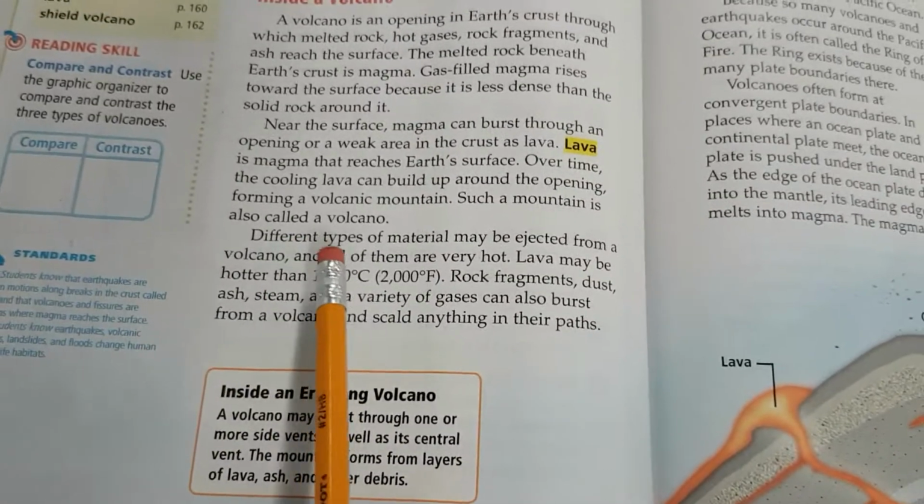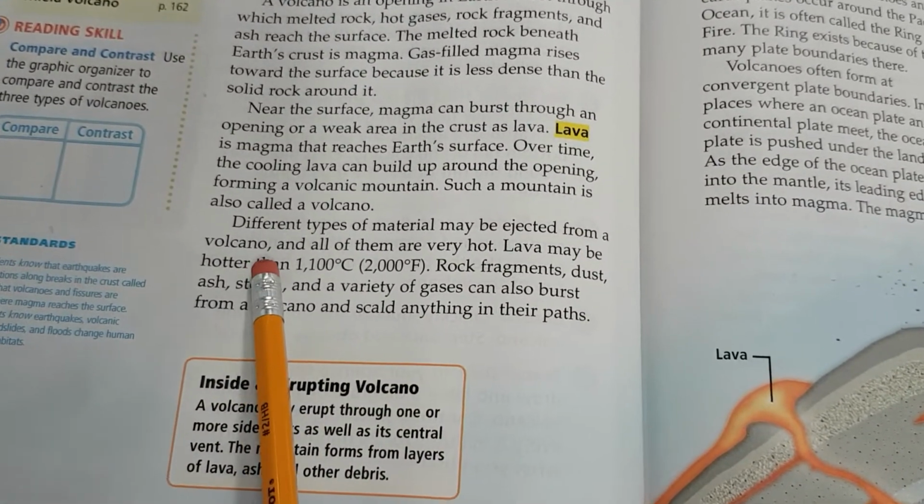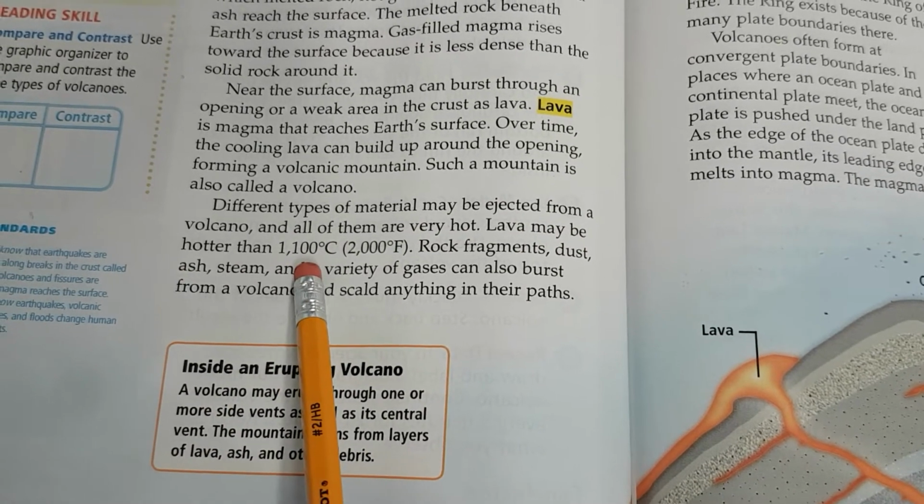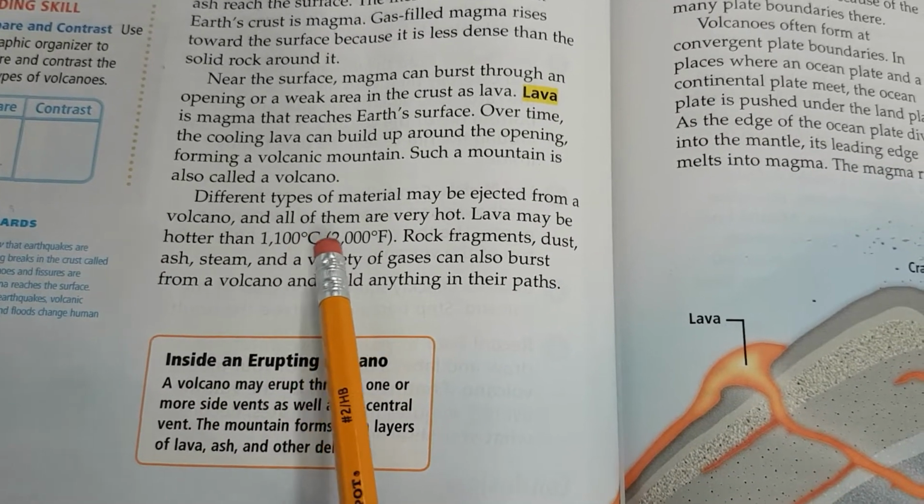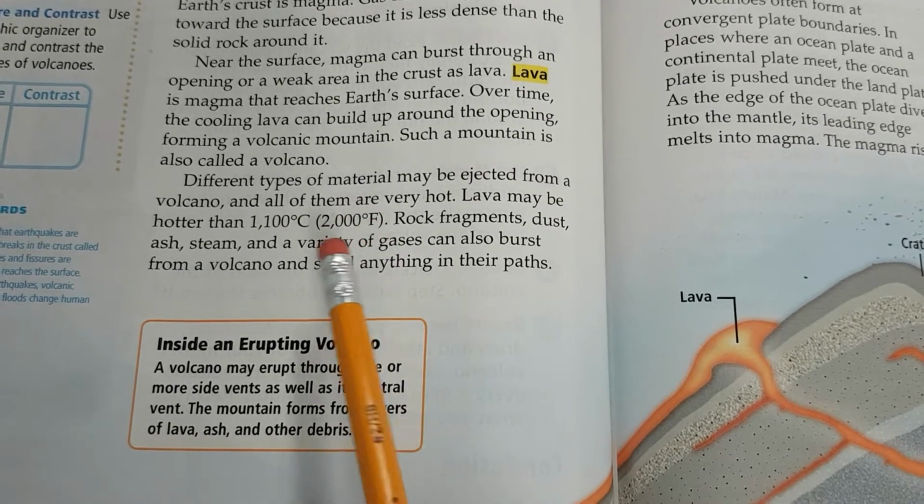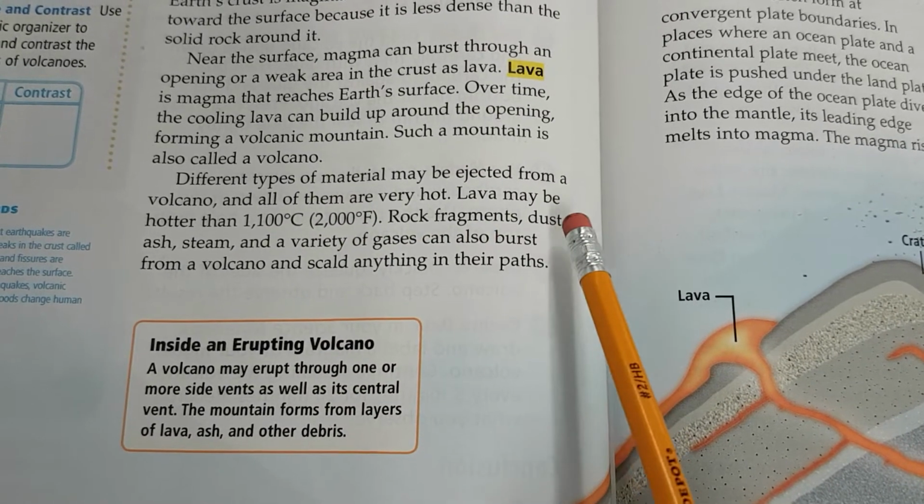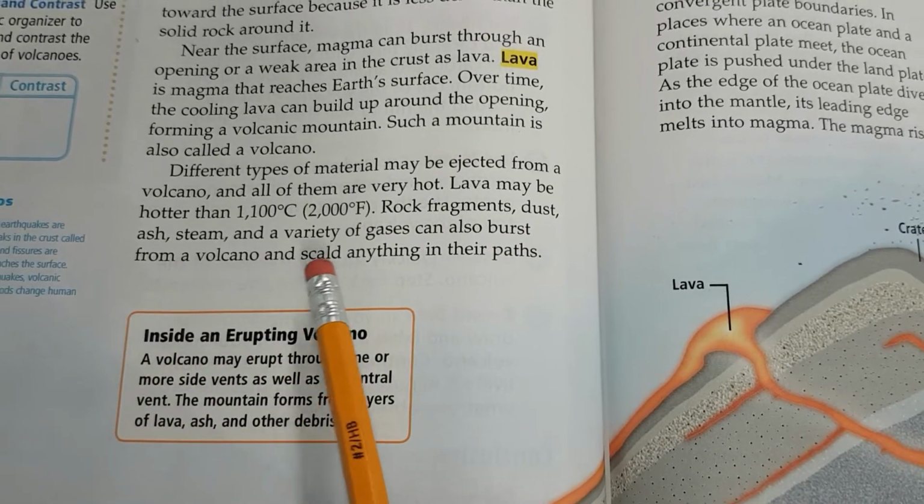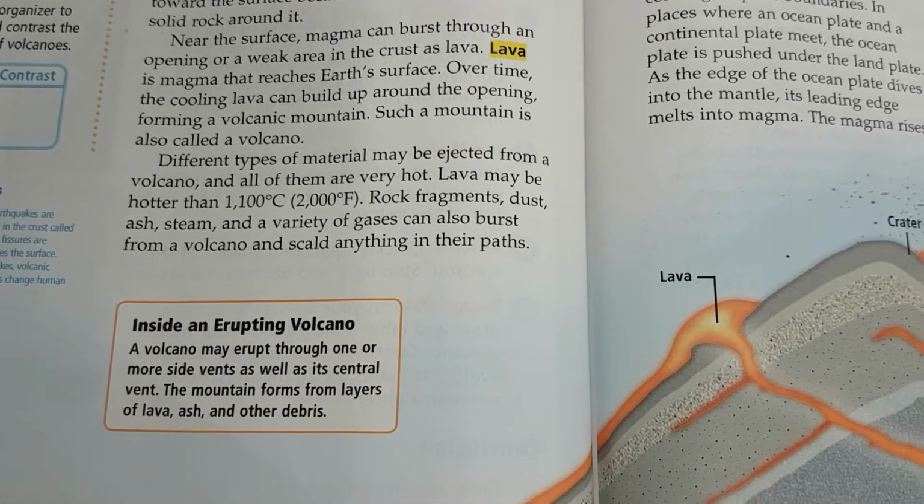Okay, different types of material may be ejected from a volcano, and all of them are very hot. Lava may be hotter than 1,100 degrees Celsius, or 2,000 degrees Fahrenheit. Rock fragments, dust, ash, steam, and a variety of gases can also burst from a volcano and scald anything in their paths. Okay, so let's write some of this.